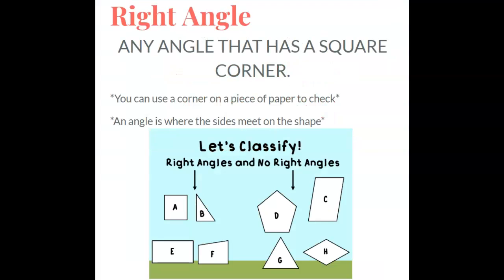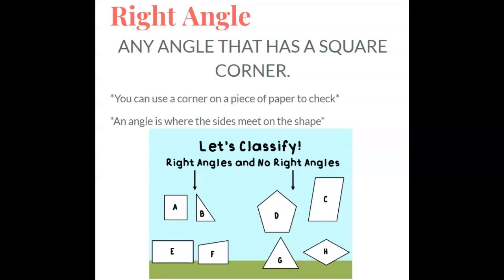First off, we're going to start by looking at a right angle. A right angle is any angle that has a square corner. If you see some of the shapes in the picture down the bottom here, A, B, C, D, all the way up, you can see that some of those have a right angle. A, B, E, and F have right angles, and D, C, G, and H do not have right angles.